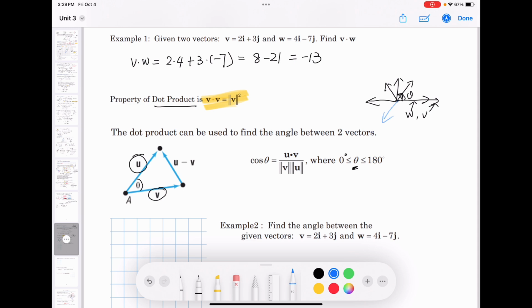If I keep rotating, I'm going to have my vector here. So the angle between these two vectors is the angle here, the theta. I cannot say it's a counterclockwise rotation from one to another. No, it's just the angle between these two vectors. So the angle is between 0 and 180 degrees. Okay, let's move on.